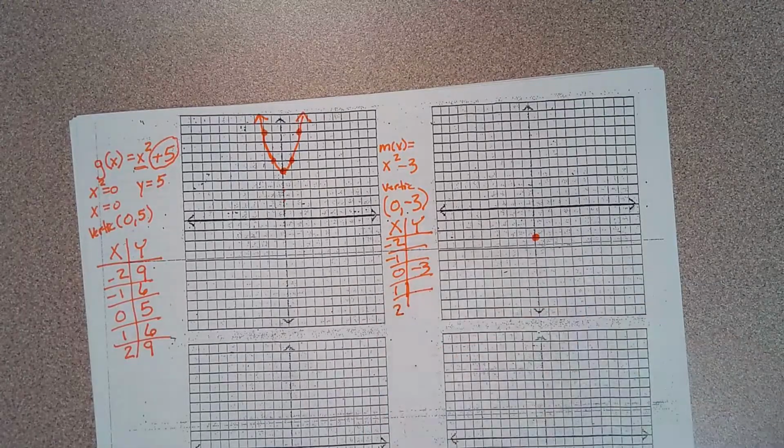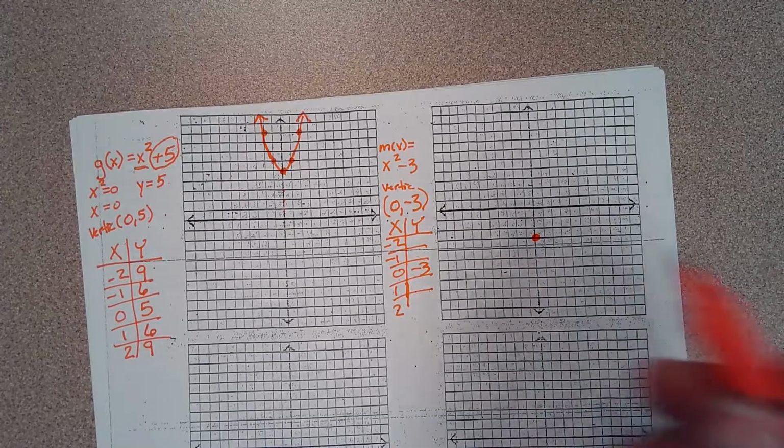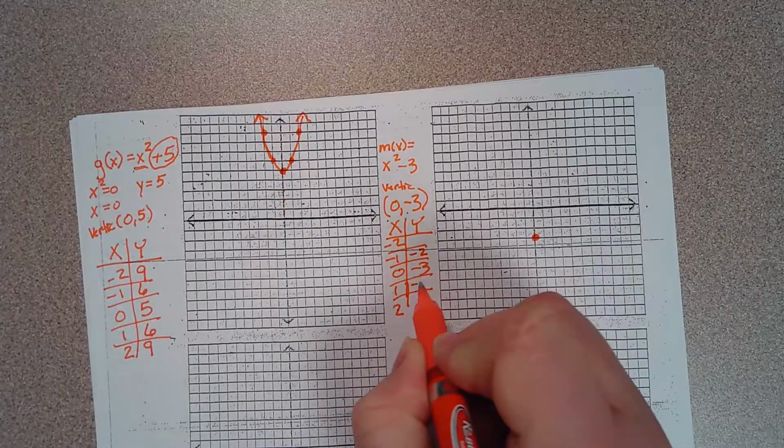And it's going to behave similar to the first one. The y values on the 1 above and 1 below are going to be the same, and the 2 above and 2 below are also going to be the same. So if I put in 1 squared, I'm going to get 1 minus 3, which is negative 2. And the same thing's going to happen here.